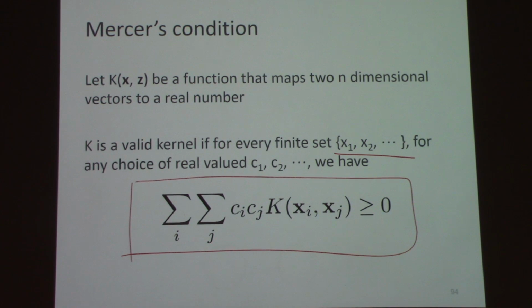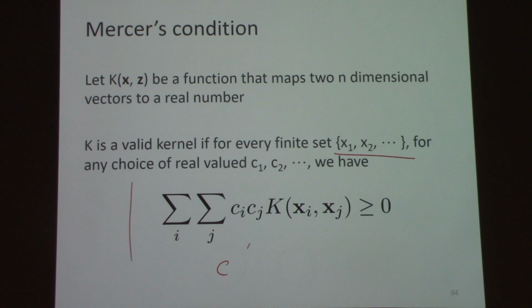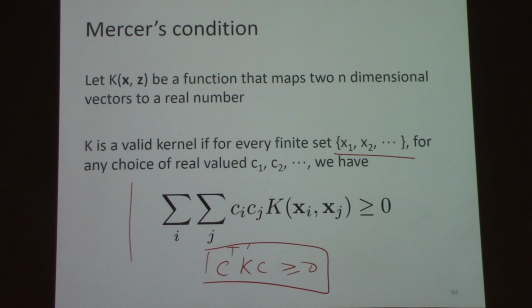For any finite set of points, for any values ci and cj, you have the product of ci, cj times k of xi, xj, and the sum of all of those things should be positive. This is equivalent to saying that if you have vectors c transpose, you have a k, these two are equivalent, and I encourage you to convince yourself they are equivalent.